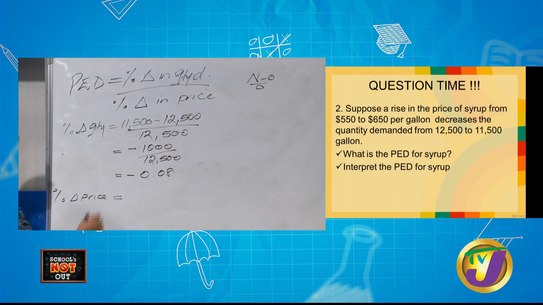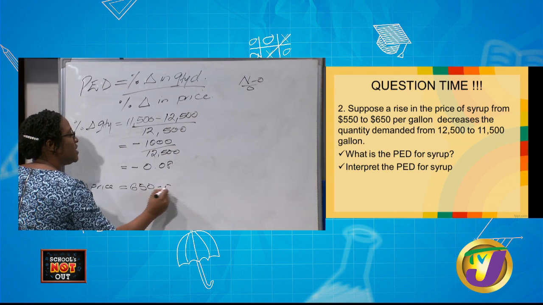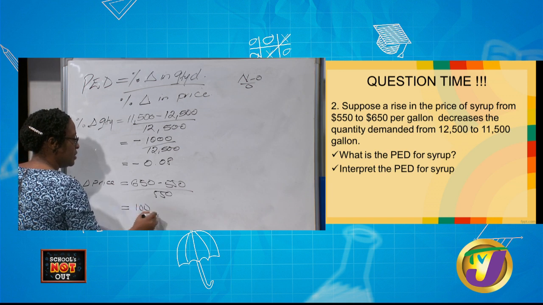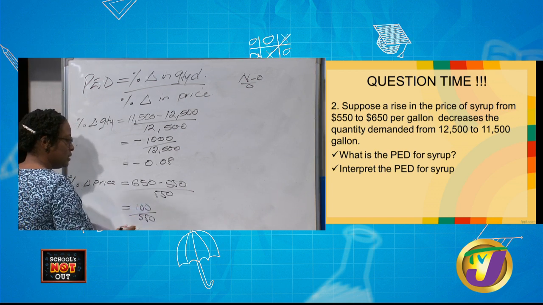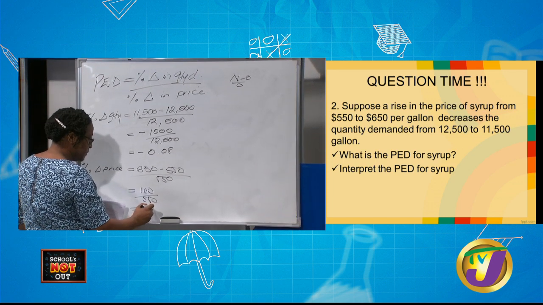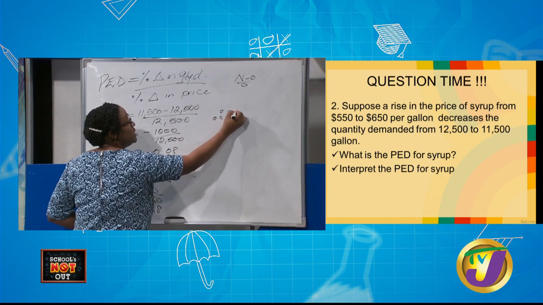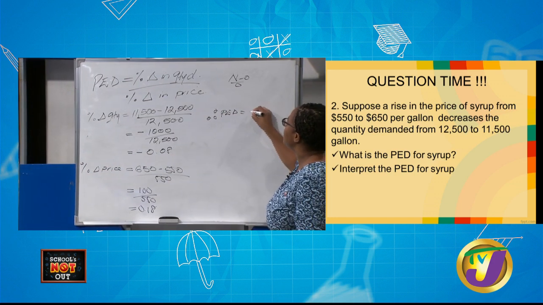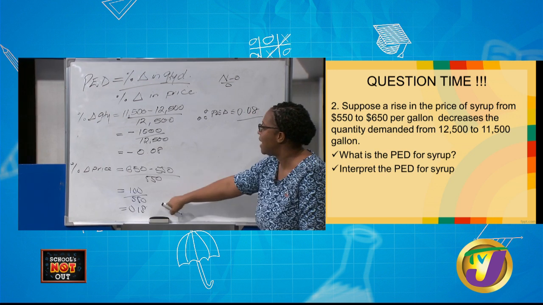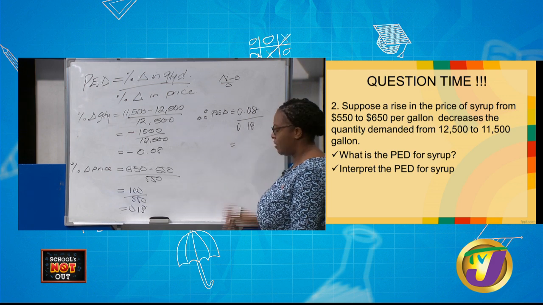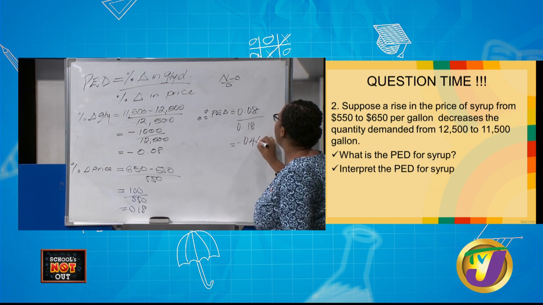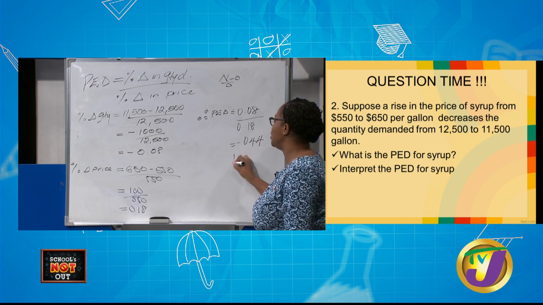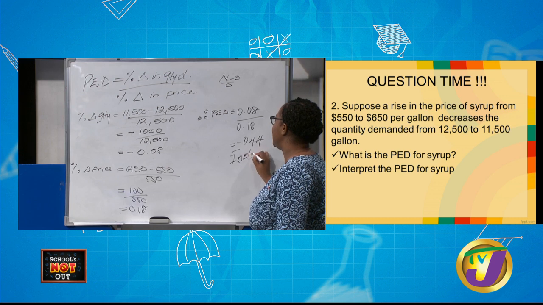Percentage change now in price. The new price is 650 minus 550, over the old price of 550. So that's 100 divided by 550, and you get 0.18. Therefore, the PED is equal to your quantity change, negative 0.08, divided by your price change, 0.18, and your answer is 0.44. The question also asks you to interpret: it is less than one, so it is inelastic.